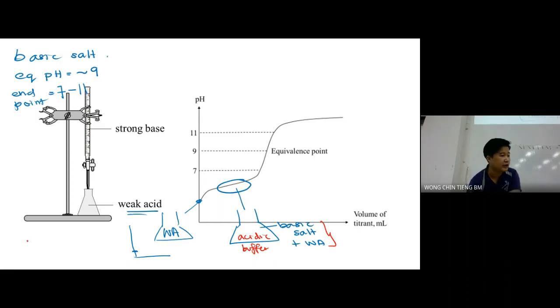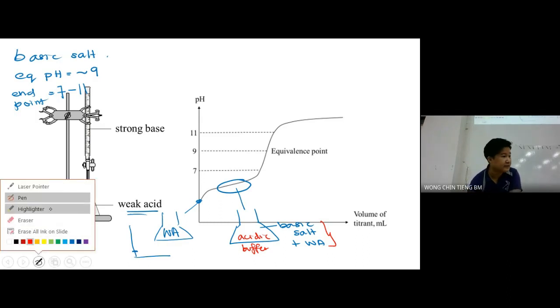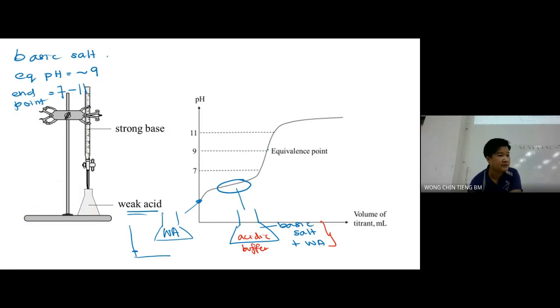Next, masuk kepada your equivalent point. Jasmine, what is in the equivalent point right now? What is in your conical flask?